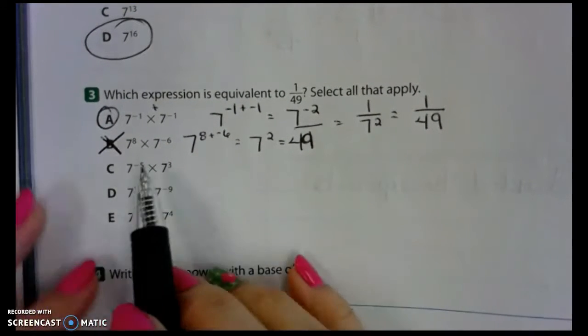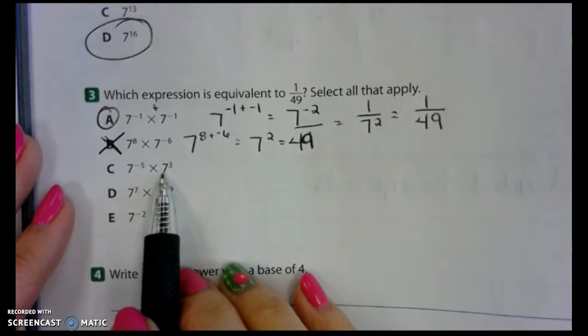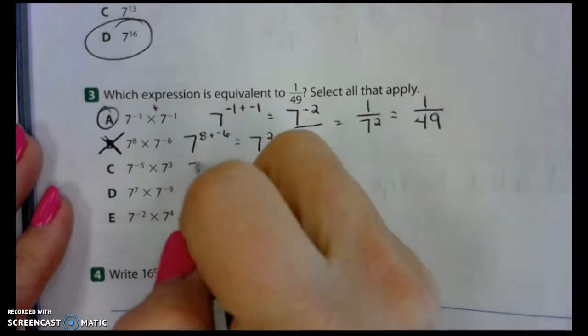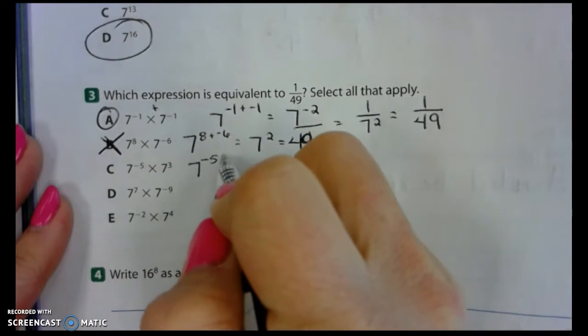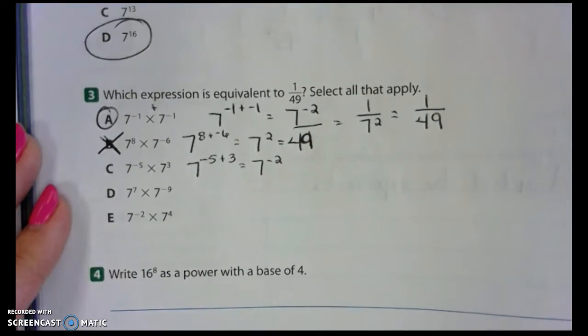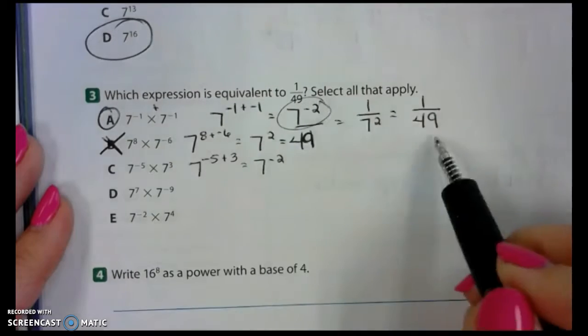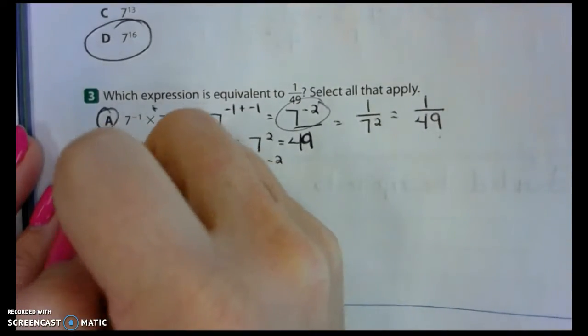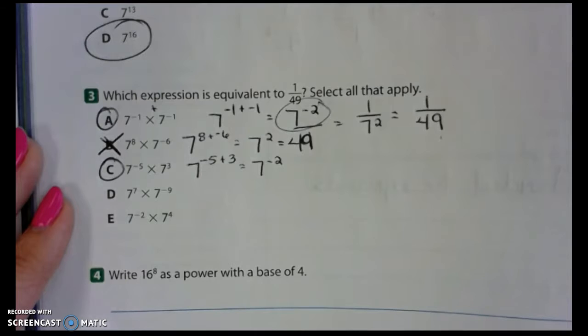On C, 7 to the -5 times 7 to the +3, product rule, keep the 7. Add -5 plus 3 to get 7 to the -2. We had 7 to the -2 here, and it worked out correct, so C is also correct.